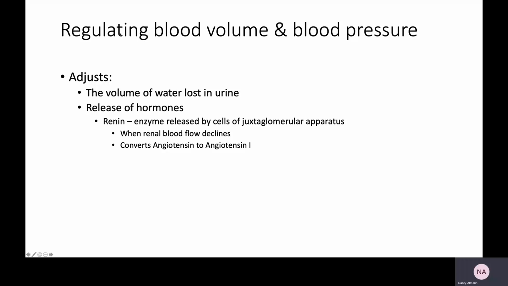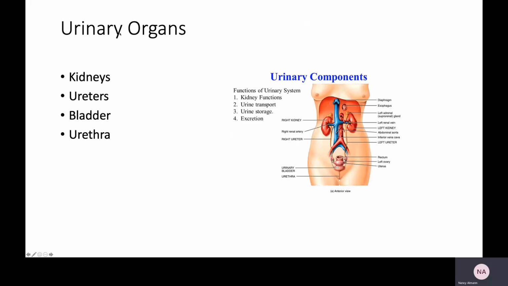An apparatus is because there's this structure around the glomerulus that does a couple of things, including producing and secreting renin. And you'll remember that renin is going to convert angiotensinogen to angiotensin 1 in that cascade that includes ACE and what hormone? We'll talk about that in class. We've already gone over the urinary organs.